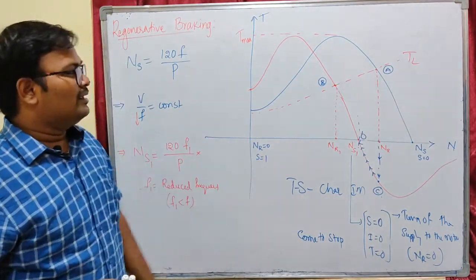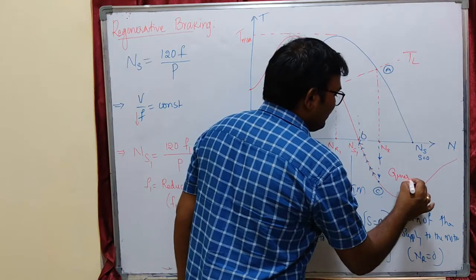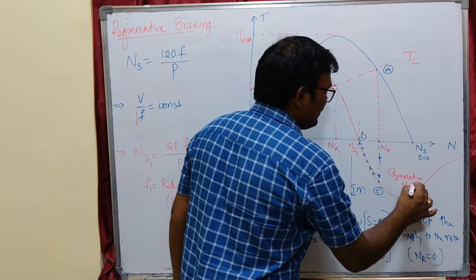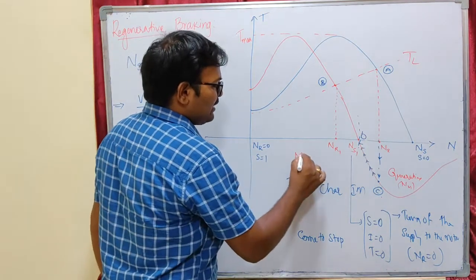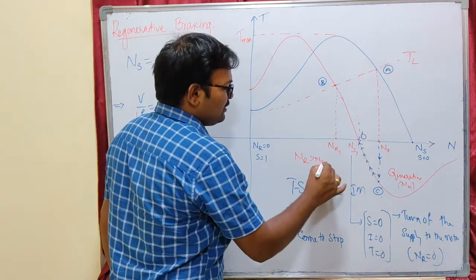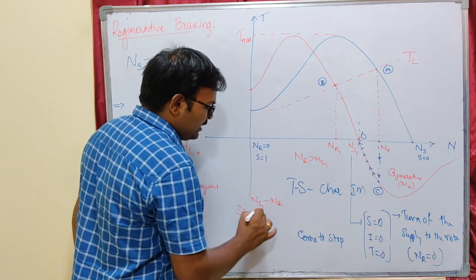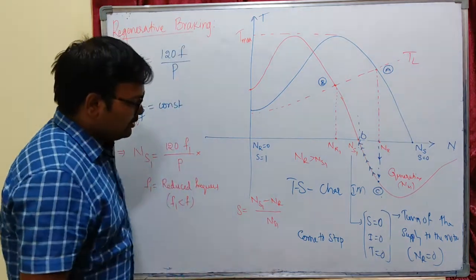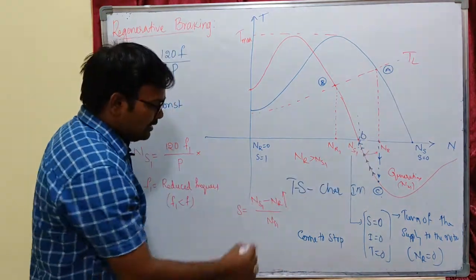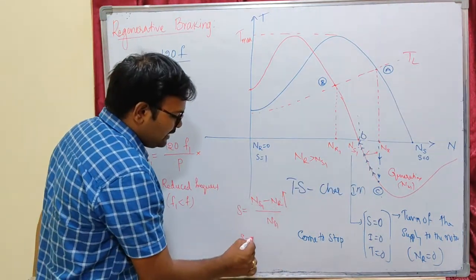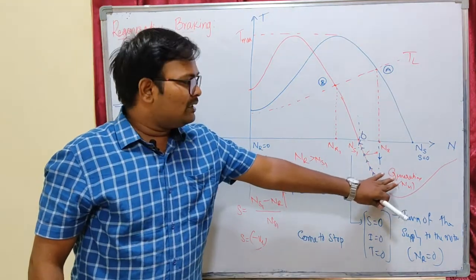So this is nothing but regenerative braking, and you can see that here this is the generating mode of operation for NS1. Generating mode means the speed of the rotor NR is greater than our new synchronous speed NS1. That means our slip is equal to (NS1 minus NR) by NS1. Here NR is greater than NS1 during the transient period, so the slip will be negative. For negative slip, we consider that our machine is operating in generating mode.